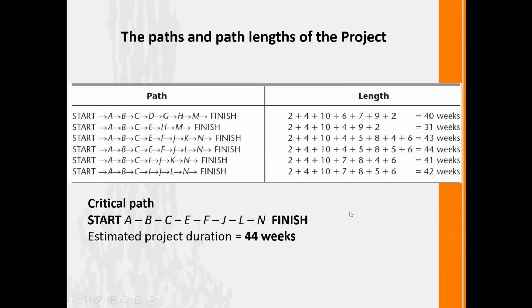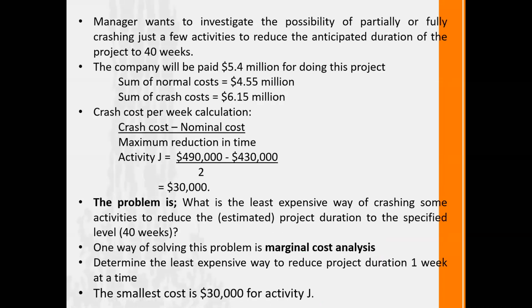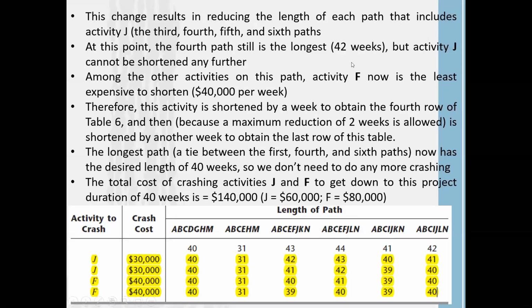So then our task is getting a little bit easy. First I explain that manner, then I come back to the non-critical path. What we can do now is this change results in reducing the length of each path that includes the activity J. Now we first of all try to reduce 1 week from activity J. So we reduce 1 week from activity J. Now here you can see, activity J crashing cost is 30,000.